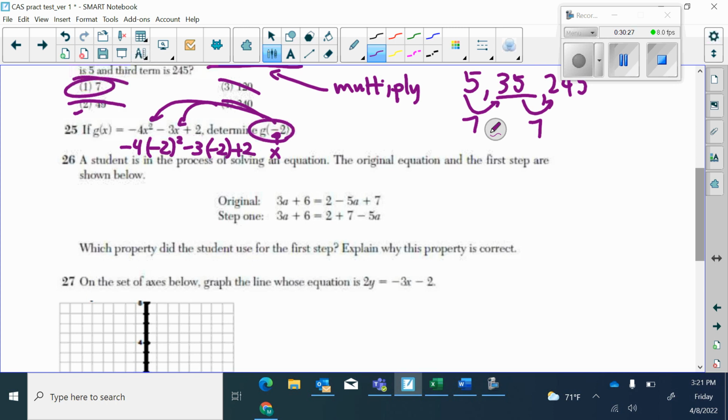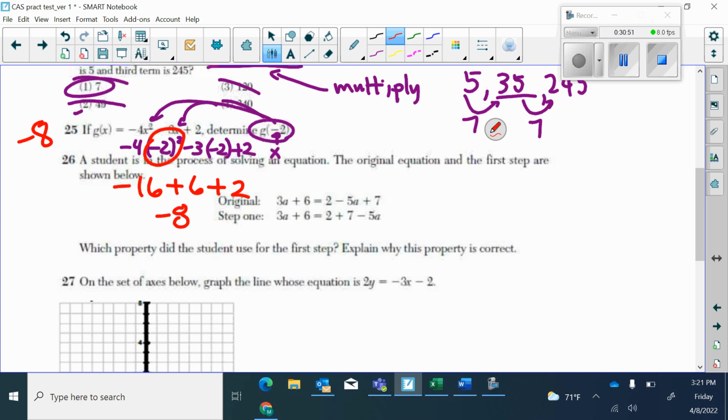So I got to do PEMDAS. I got to do exponents first. Got to remember order of operations, PEMDAS. So this exponent comes first. That's 4. Then I do multiplication. 4 times -4 is -16. And -3 times -2 is +6, and then +2. So I have -16 plus 8 is -8. There's that answer. Guaranteed to have something like that.